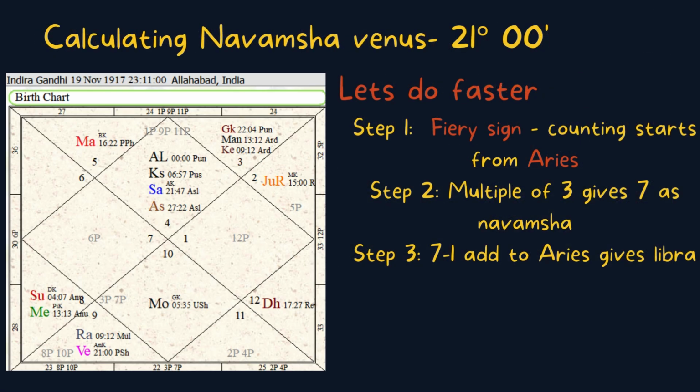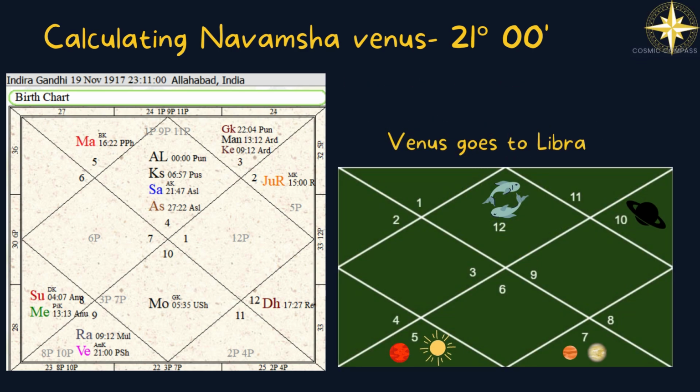Calculating Navamsha Venus, 21 degrees 0 minutes. Let's do faster. Step 1. Fiery sign. Counting starts from Aries. Step 2. Multiple of 3 gives 7 as Navamsha. Step 3. 7 minus 1 added to Aries gives Libra.